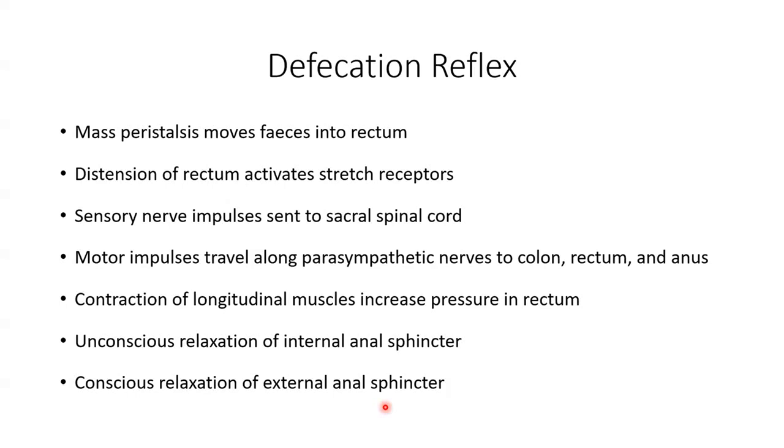If defecation doesn't occur, that feces backs up into the sigmoid colon until we have the next wave of mass peristalsis, stimulating those stretch receptors again and then reinitiating that reflex. So for defecation to occur, we need to have that parasympathetic relaxation of the internal anal sphincter, as well as that conscious or voluntary relaxation of the external sphincter to actually have that feces exit the body.